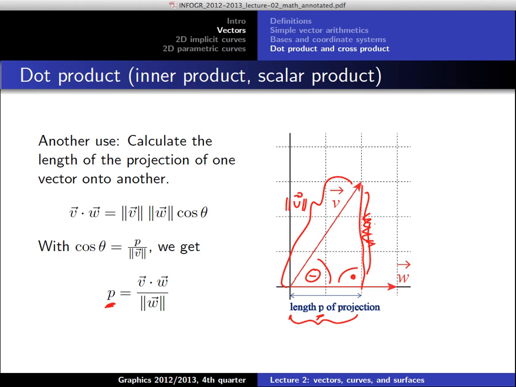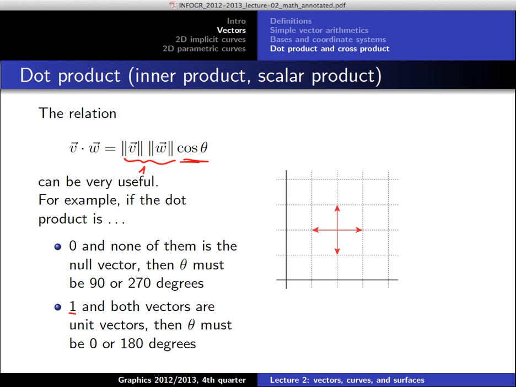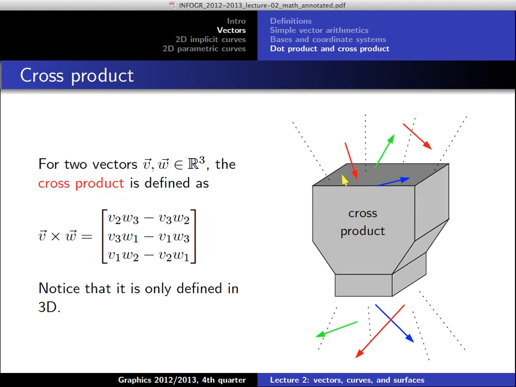So, good. Wait, that's the wrong direction. So we see we have all kinds of useful characteristics of this scalar product, which is why we use it very often in graphics.